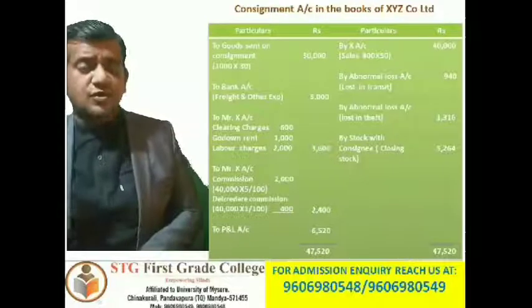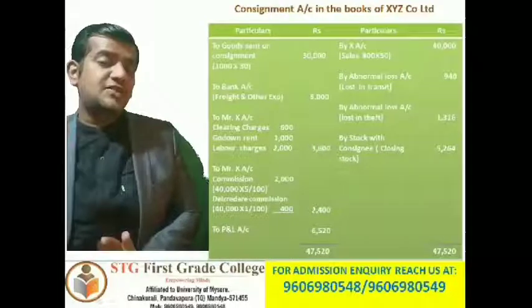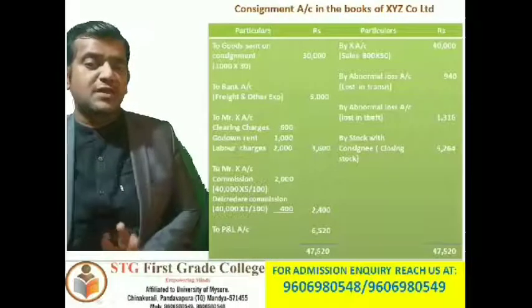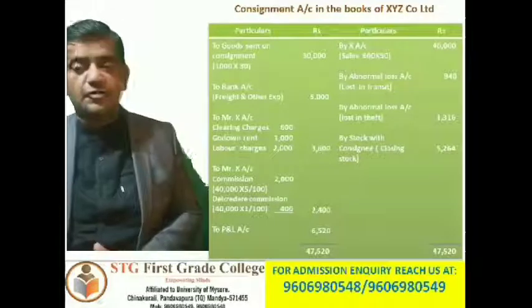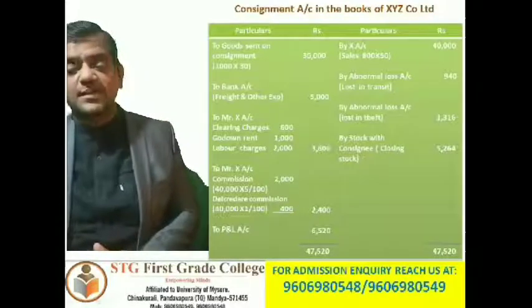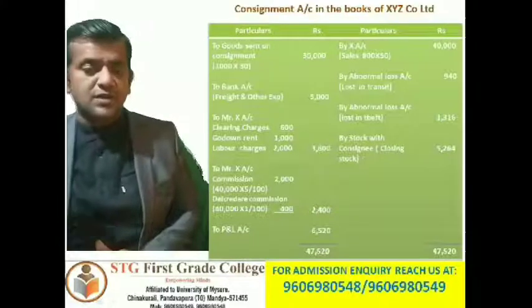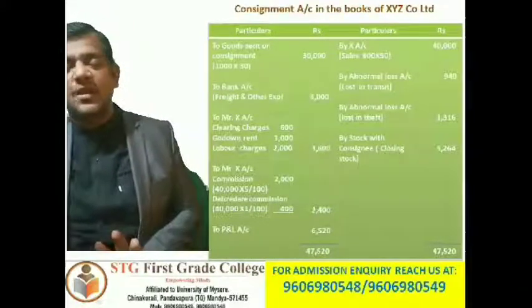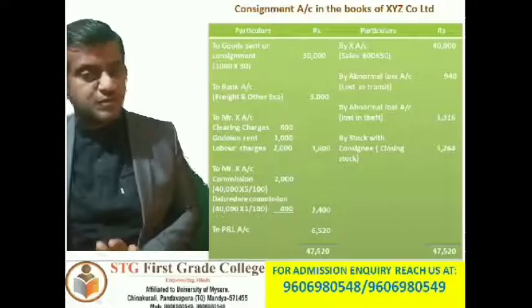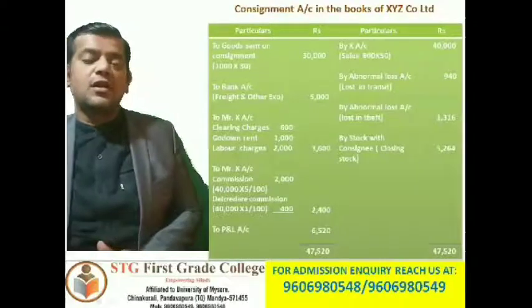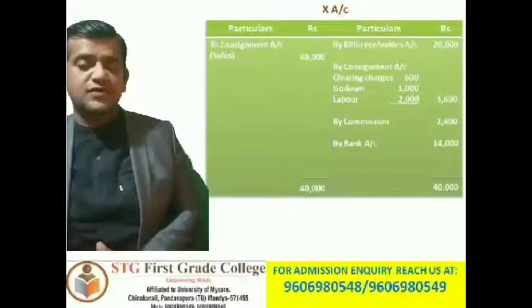Clear? So now we have done the first stage, that is the working notes as well as the consignment account in the books of XYZ Limited. So now it is our duty to do the consignee's account. So what is this account? That is, whatever payments have to be transferred to him, and whatever we have received, that is also what we are supposed to show.